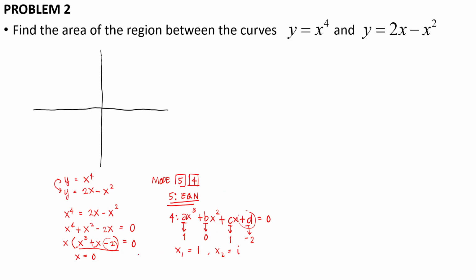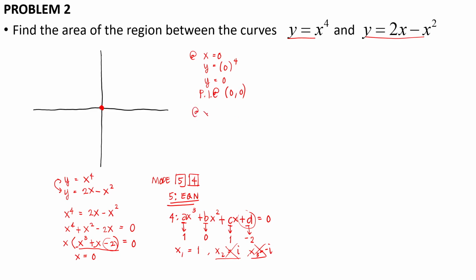Okay, so let's try to graph x equals 0 and then x equals 1. We won't be utilizing the imaginary numbers. So at x equals 0, y equals 0 to the power of 4. So y is also 0, di ba? Meaning the first point of intersection is at 0, 0. This is the first point of intersection between the two curves y equals x to the power of 4 and y equals 2x minus x squared.